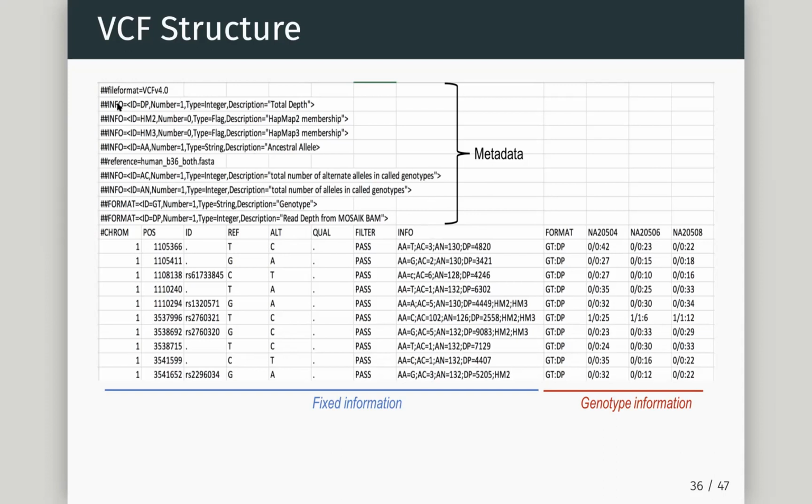But what's really useful is if we look up here, we can see we have the info columns explained. Every tag we have here is explained in here. So I can have the total depth, the DP. I have the ancestral allele. It's the T here, so it's like the original allele. And then if I come across here, I have information on individual samples. So I've maybe done this in 5 different samples.